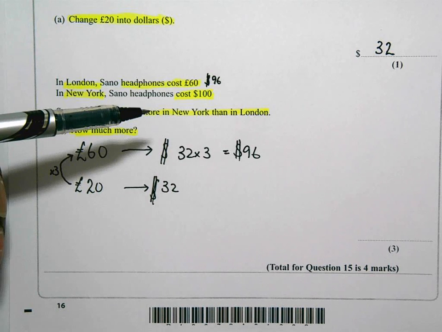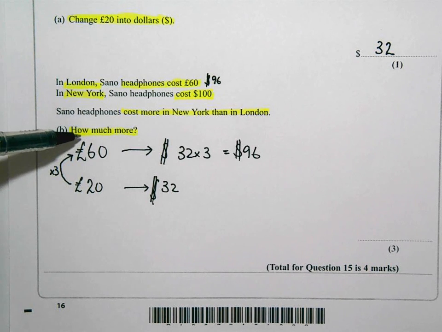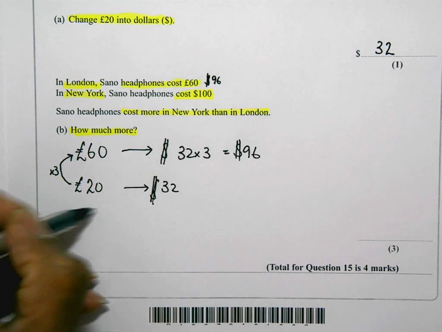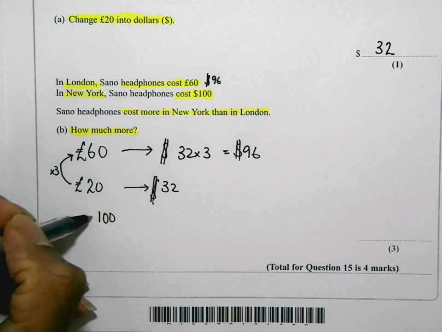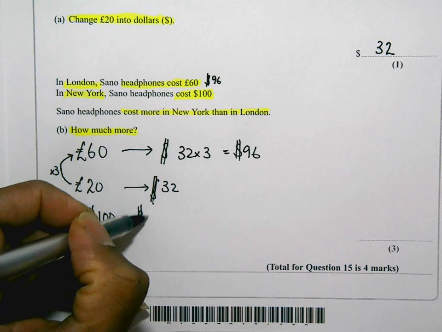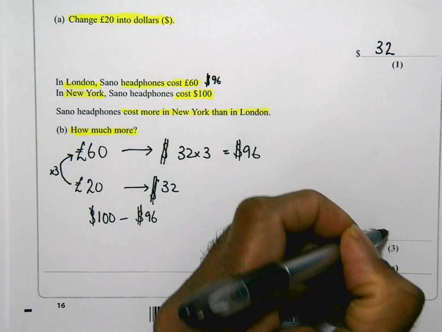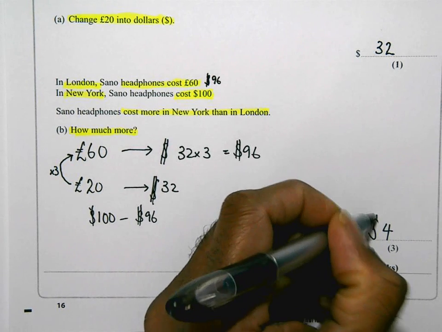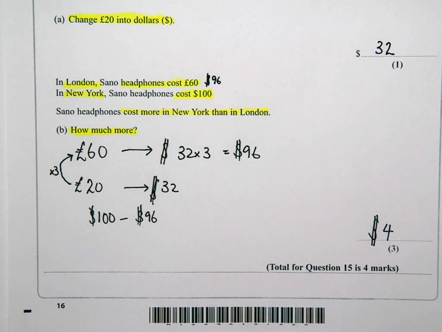The question says how much more, so I need to do $100 take away $96, and my answer is $4. Okay, that is a bit of a tricky question. However, they've given this type of question almost identical several times so far. So make sure you understand it, make sure you could do it, and maybe look at this a couple of times so you understand it completely.